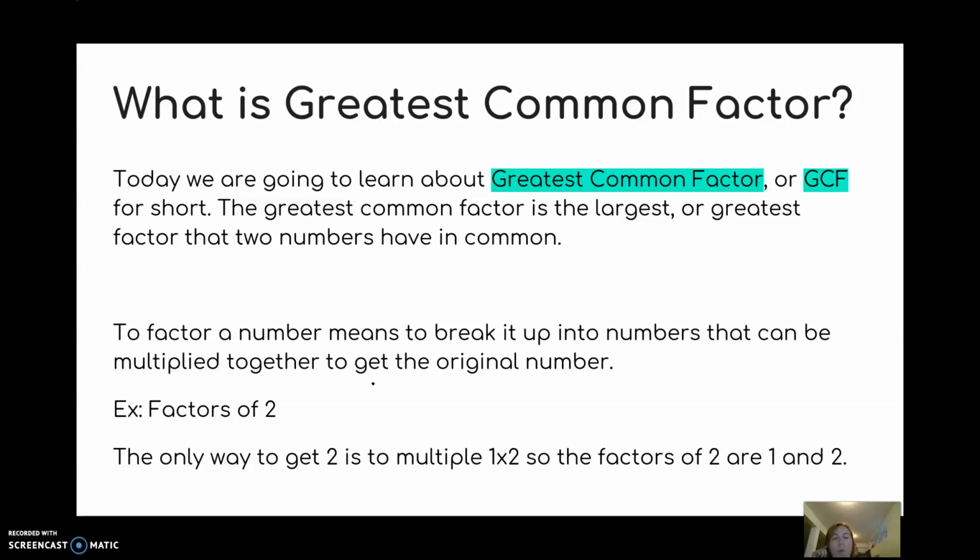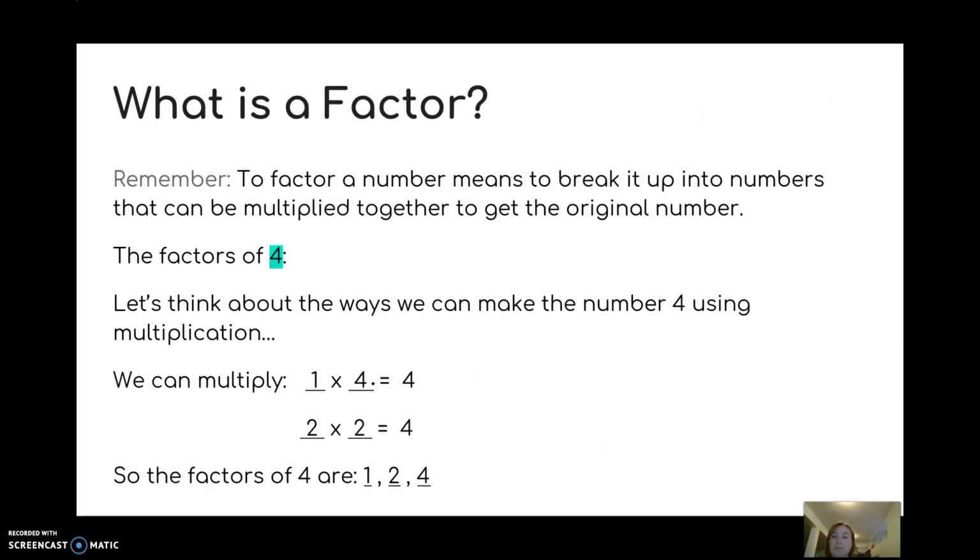I'm going to think about what two numbers can I multiply together in order to get 2? Well, the only two numbers that we can multiply together to get 2 are the numbers 1 and 2, because 1 times 2 equals 2. So the factors of 2 are 1 and 2.